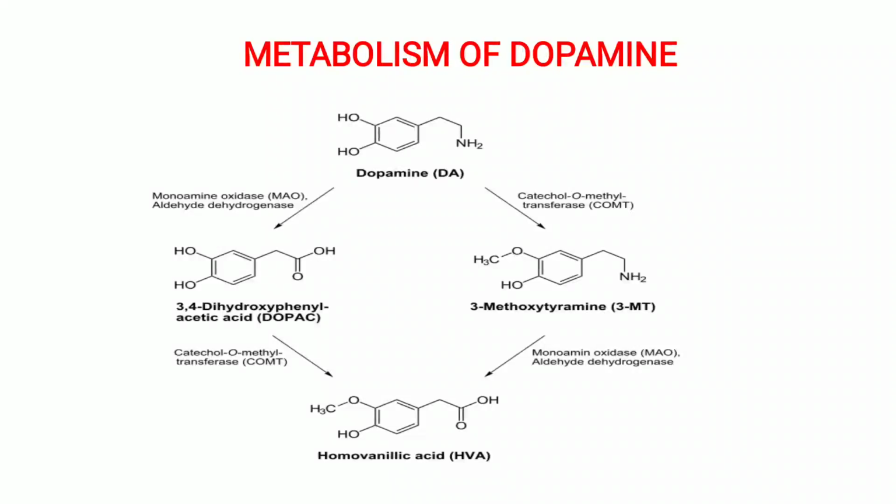Dopamine is converted to 3,4-dihydroxyphenyl acetic acid with the help of the enzymes monoamine oxidase and aldehyde dehydrogenase. Then it is converted to homovanillic acid with the help of the enzyme catechol O-methyl transferase. Now, dopamine is converted to 3-methoxytyramine with the help of catechol O-methyl transferase. 3-methoxytyramine is converted to homovanillic acid with the help of monoamine oxidase and aldehyde dehydrogenase. Here we get the metabolite of dopamine, that is homovanillic acid.